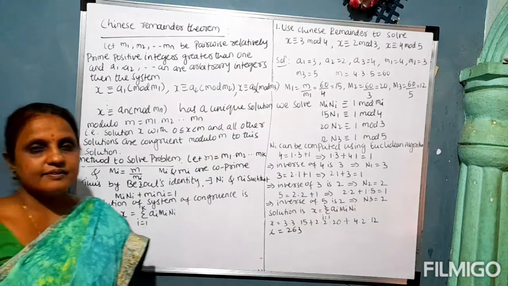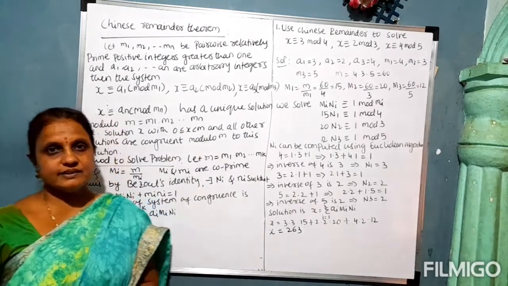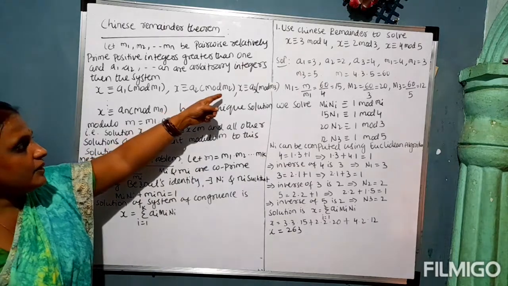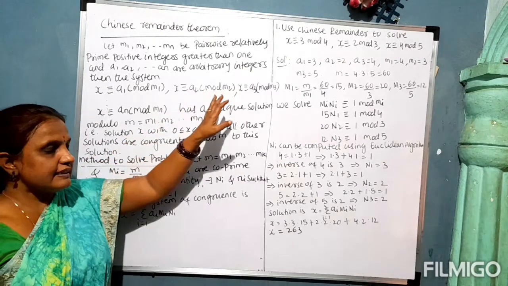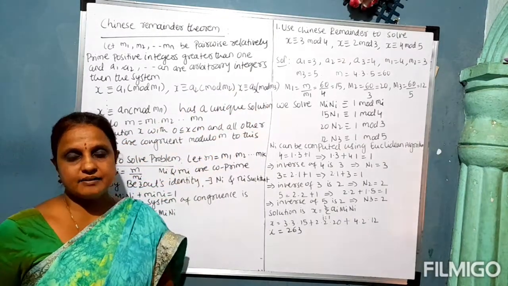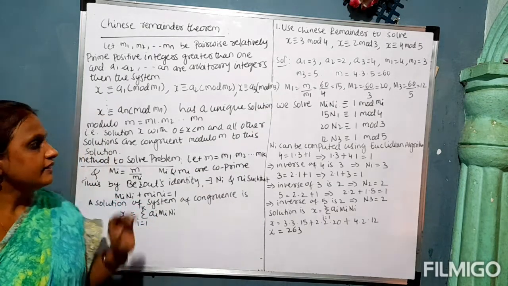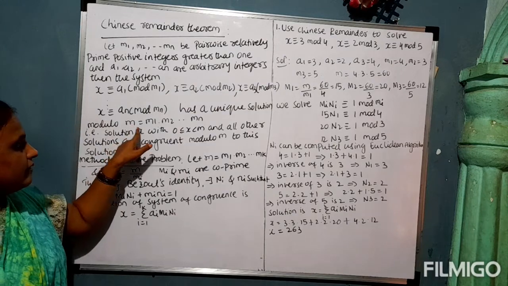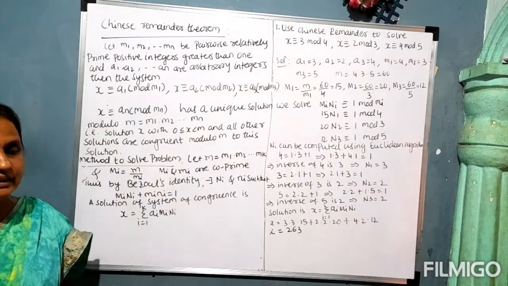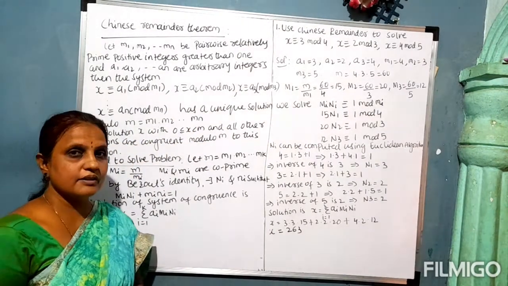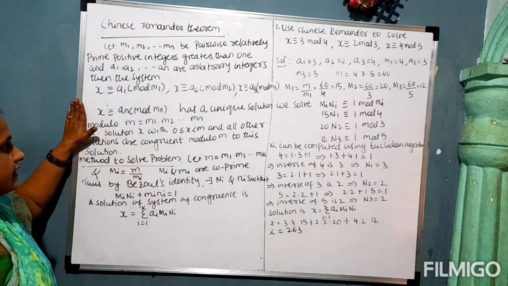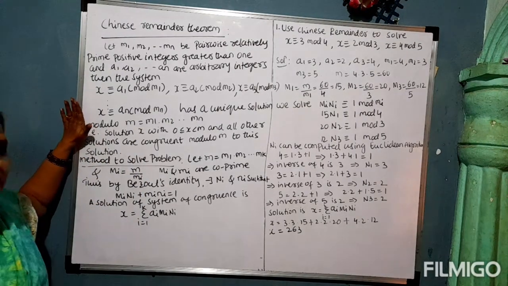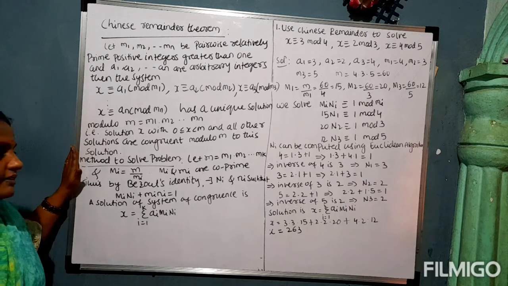This means that when we have a system of congruences with moduli that are relatively prime, in that case it has one solution x modulo m, where m is the product of these values. Now we will see how to solve it. The Chinese remainder theorem says there is one solution, but how do we find it?